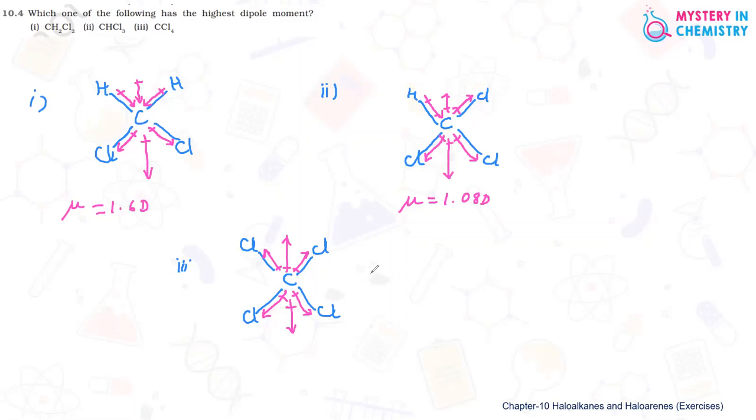So here the answer is CH2Cl2 has the highest dipole moment. The dipole moment of the third one is equal to 0. So here we can say that the highest dipole moment is in this case.